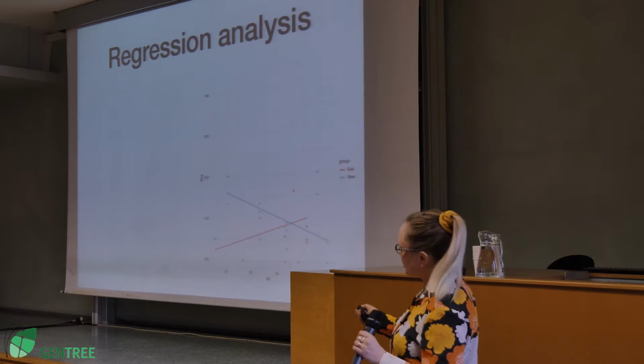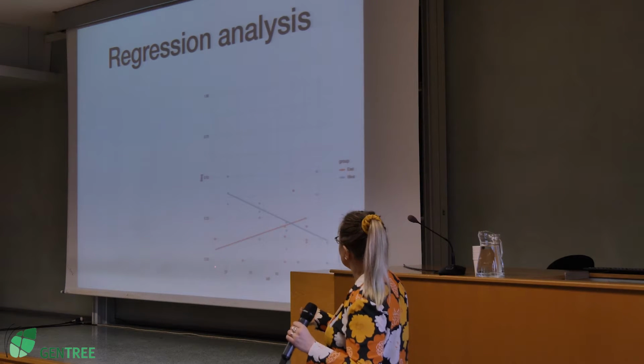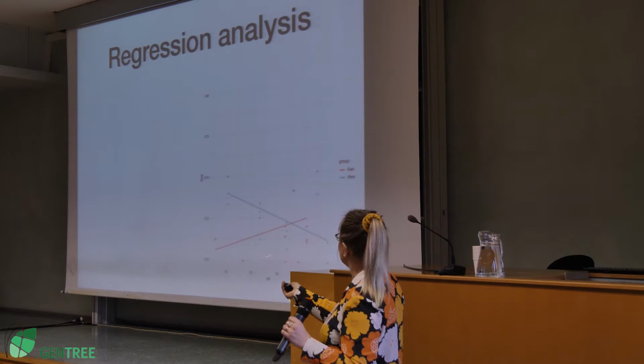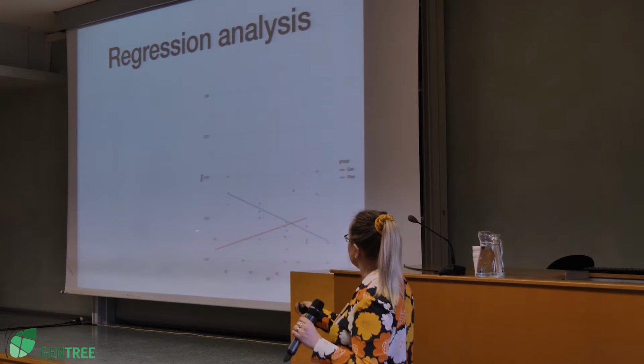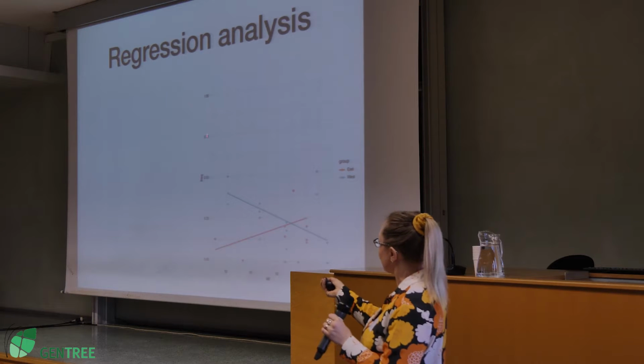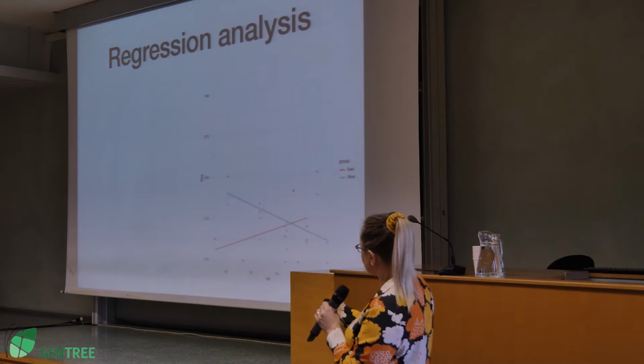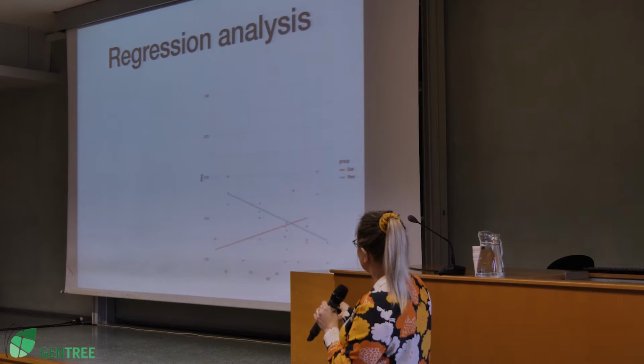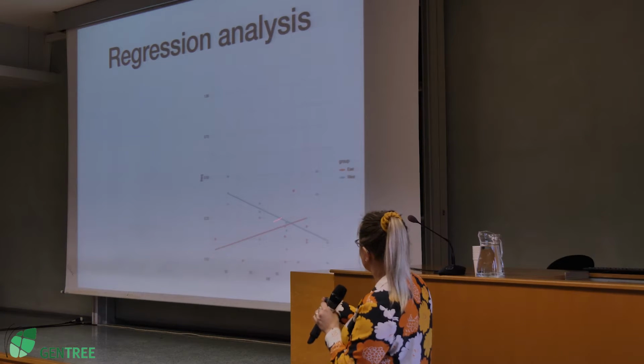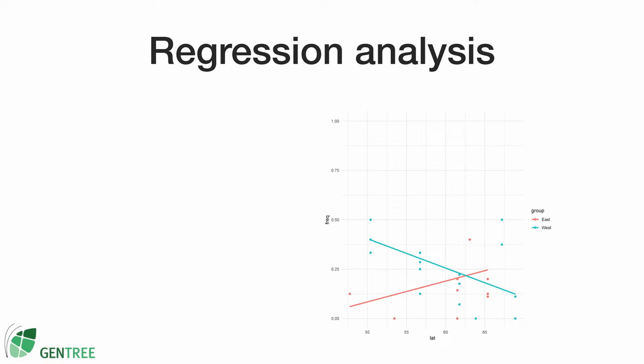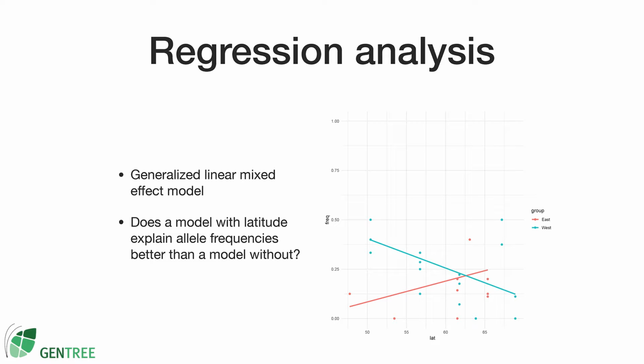So the regression analysis looks like this. We have the latitude of the population on the y-axis, and allele frequency on the x-axis. And then we can either look at the whole data together, or we can look at the eastern and the western parts of the allele frequency cline separately. We use a generalized linear mixed effect model and just ask a simple question: does a model with the latitude explain the allele frequencies better than the model without the latitude?